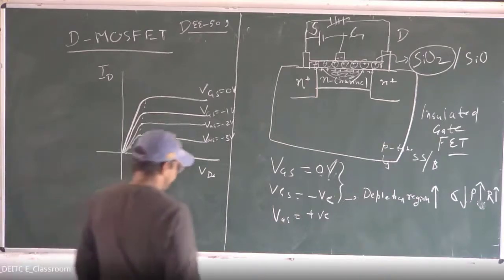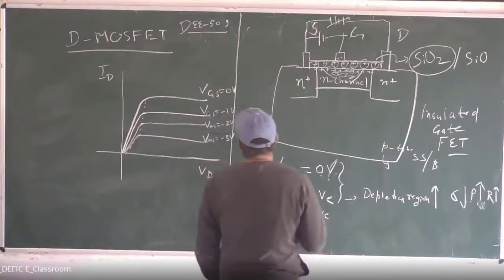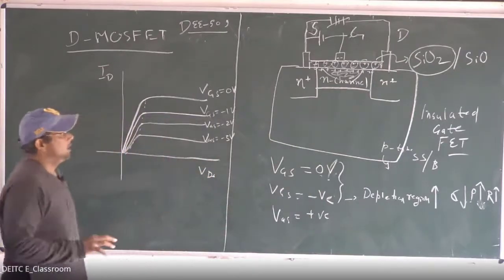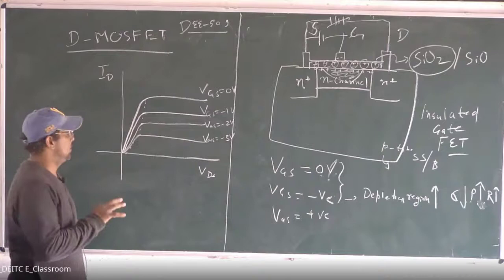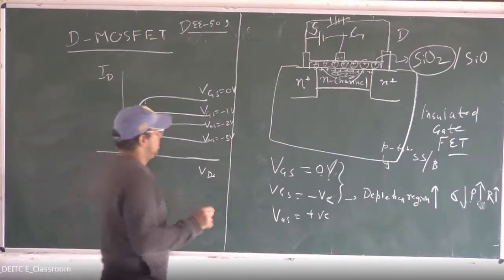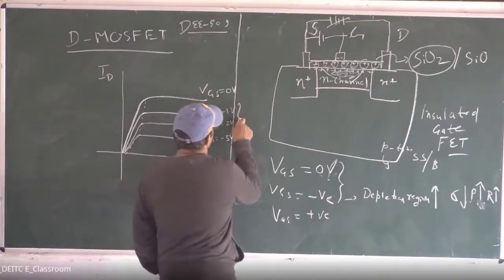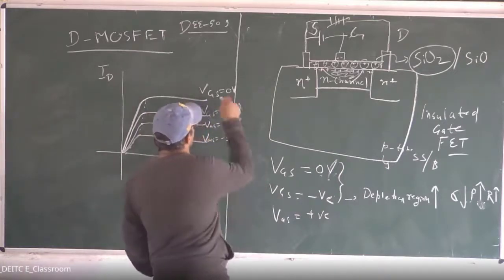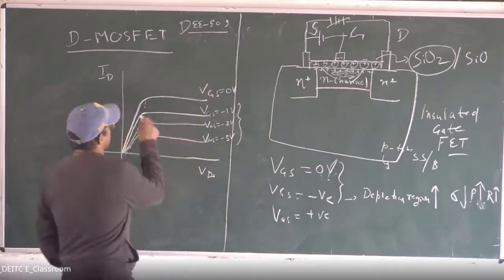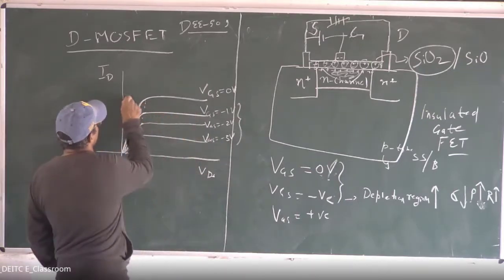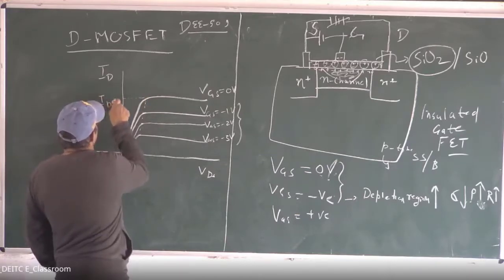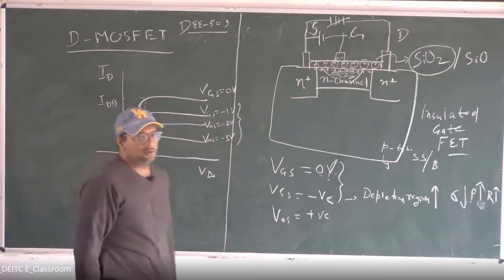Now, what we need to understand, these are the characteristics that we have obtained regarding the MOSFET. This we have already discussed in the previous lecture. This is the characteristic obtained at VGS equal to 0 volt, and this current is also called the IDSS, just like the JFET.